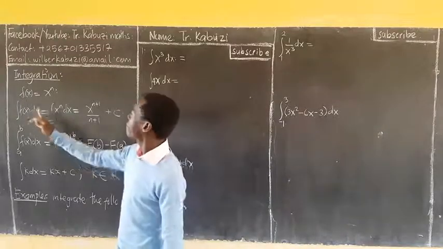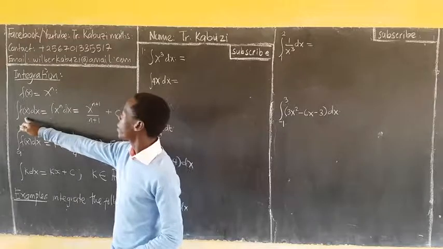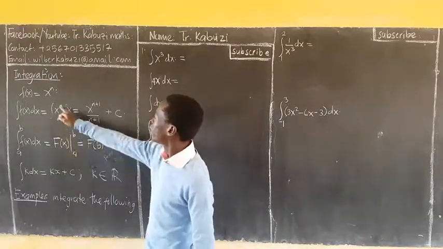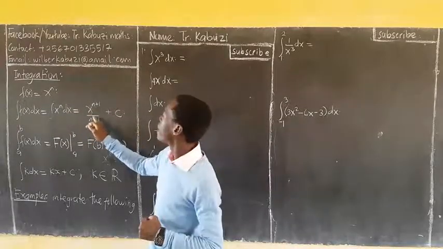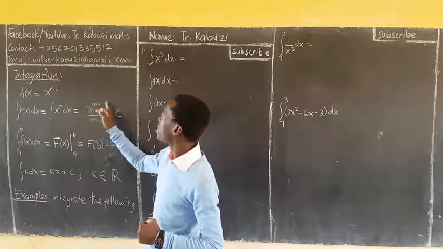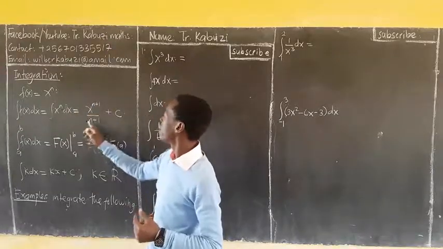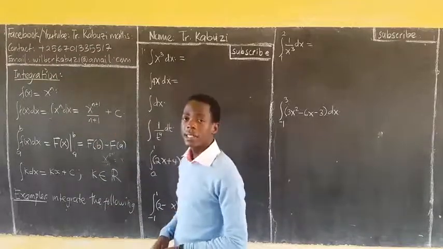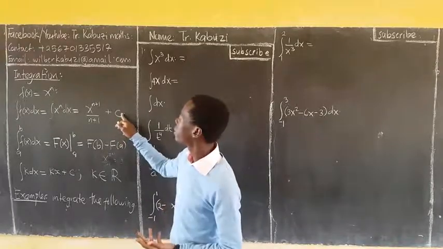Now, if you have f of x equal to x squared, how you interpret this is, if you have x power n, all you do is get this power and increase it by 1, so you add 1 over the new power. The old power was n, but when you add 1, you get n plus 1, divided by the new power, which is n plus 1. Then plus a constant of integration. This one is called the arbitrary constant or constant of integration.